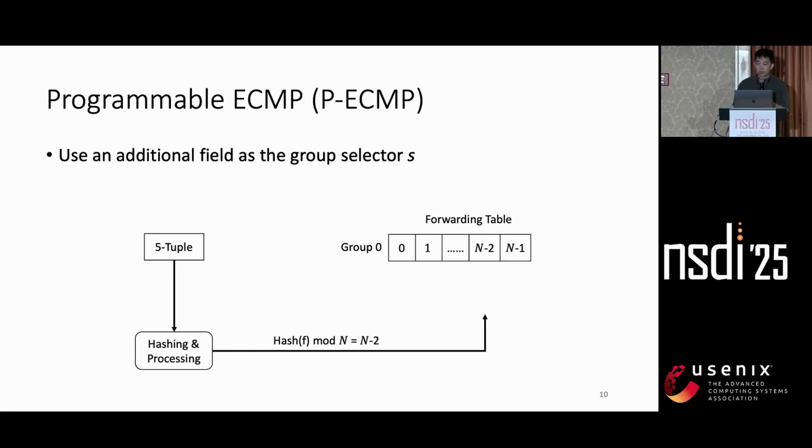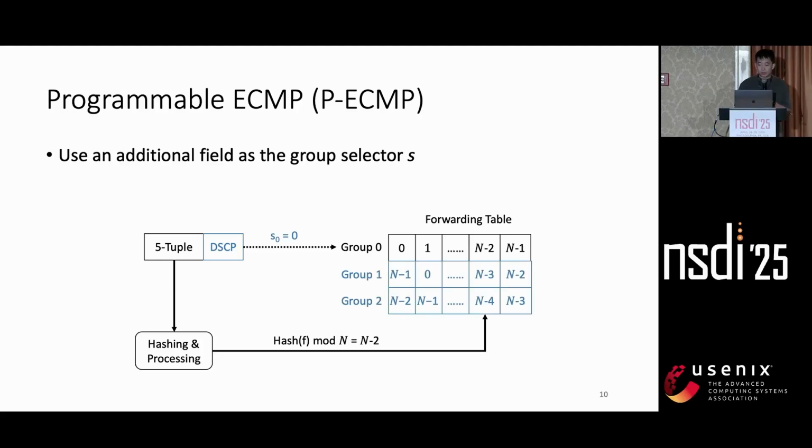So essentially, we propose to use an additional field as the group selector. This can be any field, but in this case, we use the IP DSCP field. By default, the selector points to group 0. And then we'll create additional ECMP groups, each containing items in a different order.